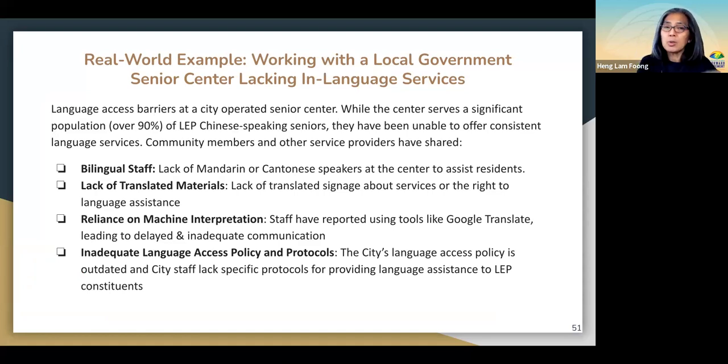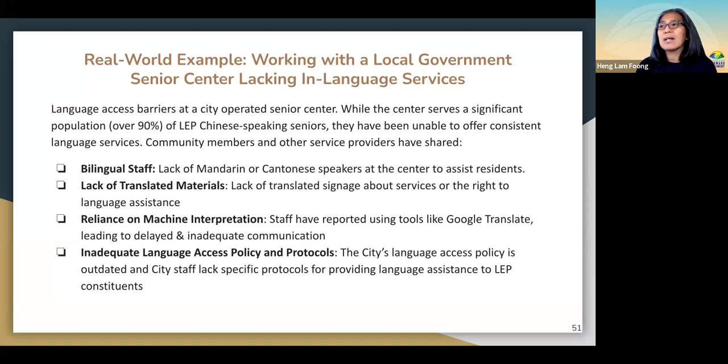Community members who go there, as well as service providers who offer services within the center, have found that there's a lack of bilingual staff at the front desk and elsewhere. There's a lack of translated materials, so signage around the center is not translated. And there is no sign that indicates that you have the right to ask for an interpreter. Staff have been reported using Google Translate to communicate, rather than an interpreter, and raising their voices when they talk to people who are LEP, delaying and offering inadequate and meaningless communication.